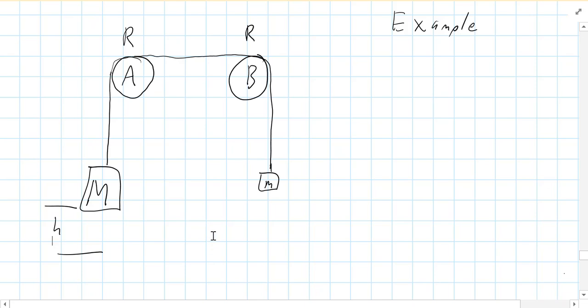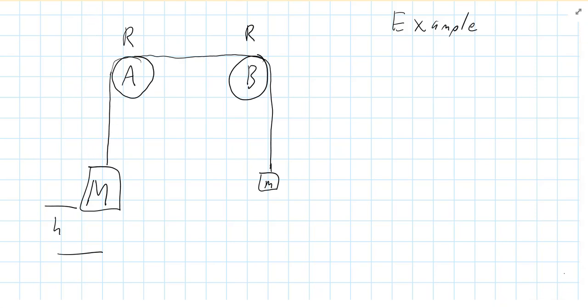Now, in the previous examples, we've done problems like this where you found acceleration by using Newton's second law, net force equals ma, and net torque equals I alpha. But it turns out that you can do the same thing using energy if you let the object fall a distance h. Okay. So we're going to use conservation of energy here.